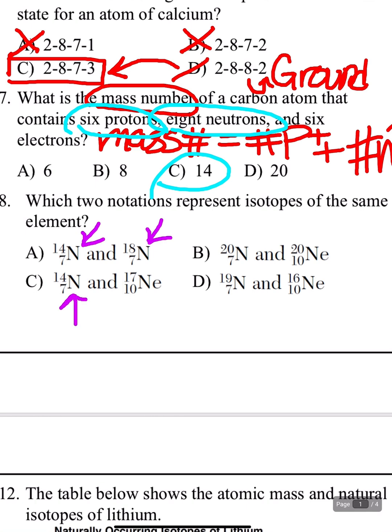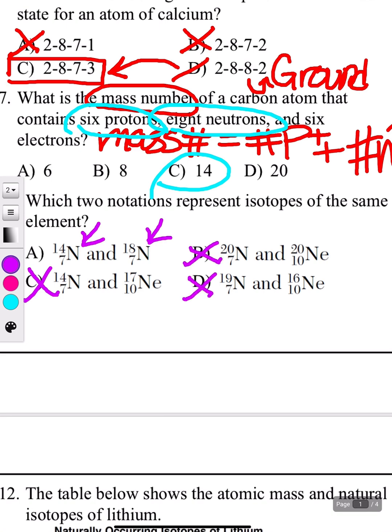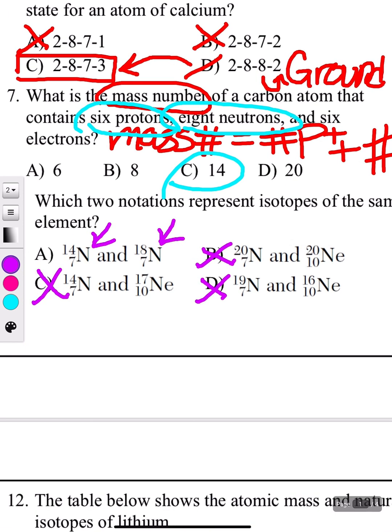C has N and it has Ne. These are not both the same. This is nitrogen and this is neon. So this one is out because it's different elements. Same thing I see in B and D. So they're not the same element, so I cross those out right away. And I'm left with A, which is both nitrogens, same number of protons, different mass number, different number of neutrons.